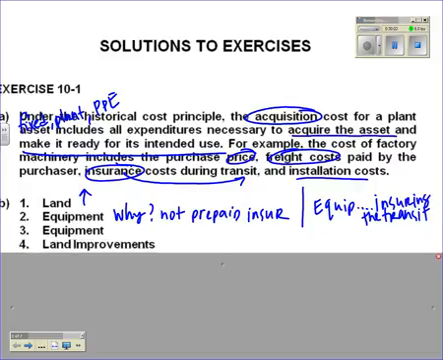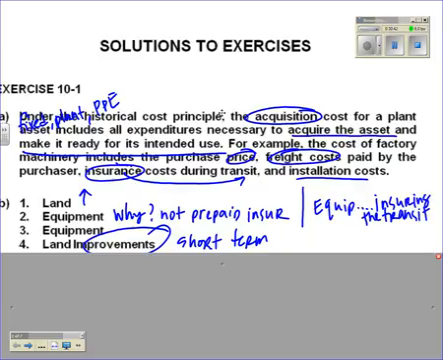Land improvements. Why is it not land? We already have the land. The land's going to be the land for a long time. Will the parking lot and driveway last forever? That's the reason it's a land improvement. These are more of the short-term improvements to the land. We're going to have to replace that driveway eventually, or put new gravel down. And we're going to have to do something with the parking lot eventually.